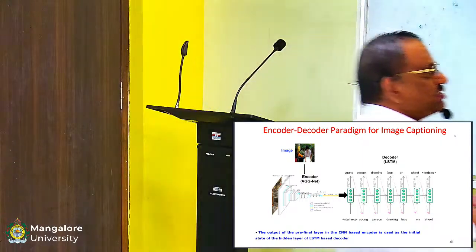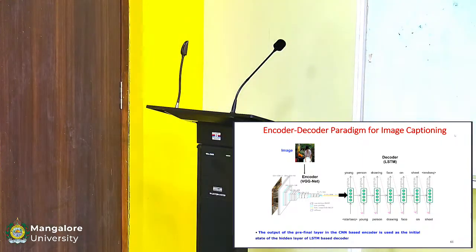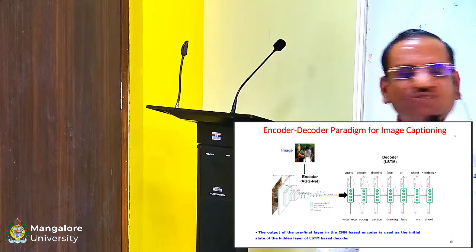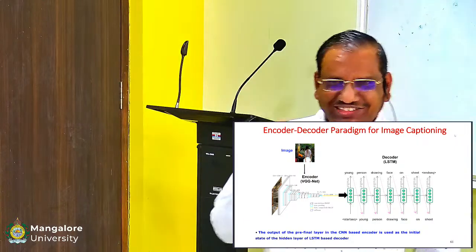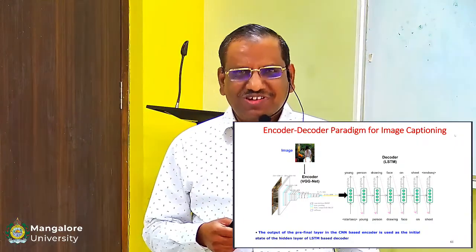So you can see that this CNN model, like VGGNet, takes the image as the input. Then we have removed the output layer here. So we take the output of the pre-final layer, which will be one feature vector of some dimension, and that goes as input to the hidden layer of the recurrent neural network. But what do I want to use this recurrent neural network for? I want it to generate a sentence, which is a sequence of words.